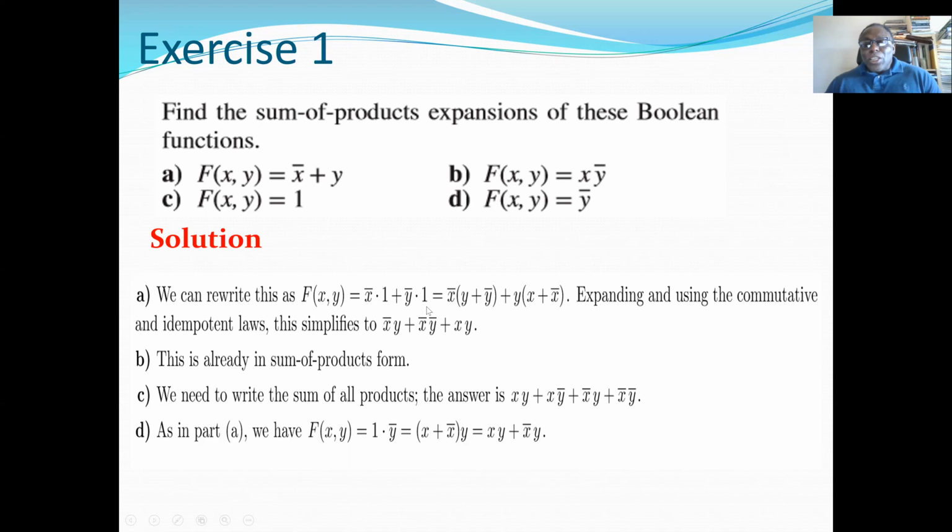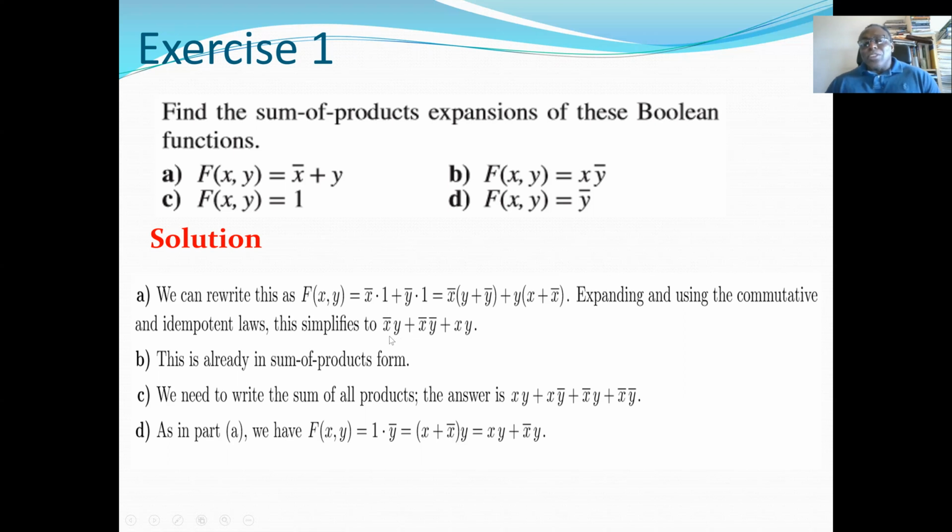So when we open the expression here, we are going to get X invert Y plus X invert Y invert plus XY plus X invert Y. Then we're going to use the commutative and also the idempotent law to remove the last term. So our answer will be, the first one is okay, X invert Y, we have that. The second one also is okay, X invert Y invert, we have that. And the third one will be XY. The idempotent law will exclude the Y, X invert.